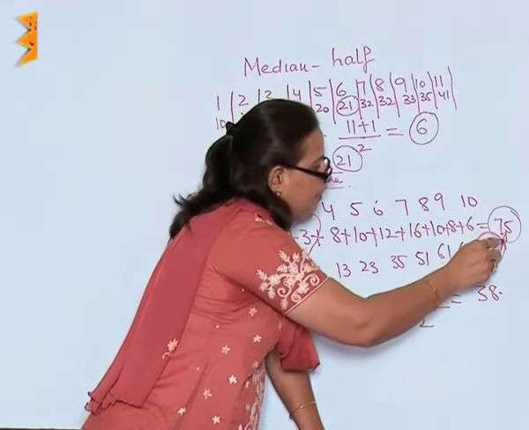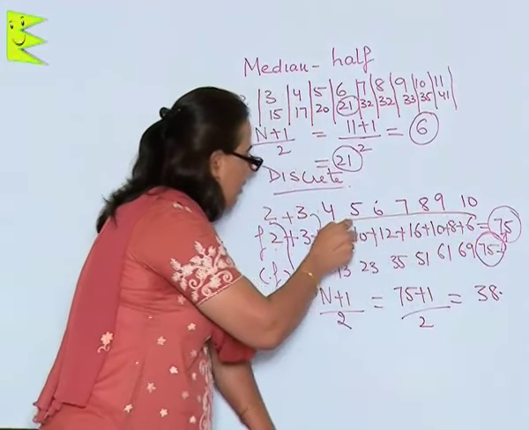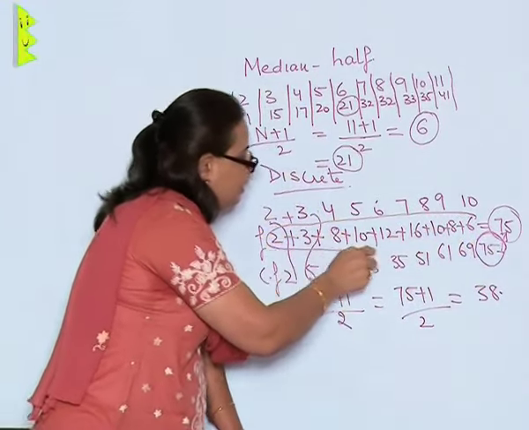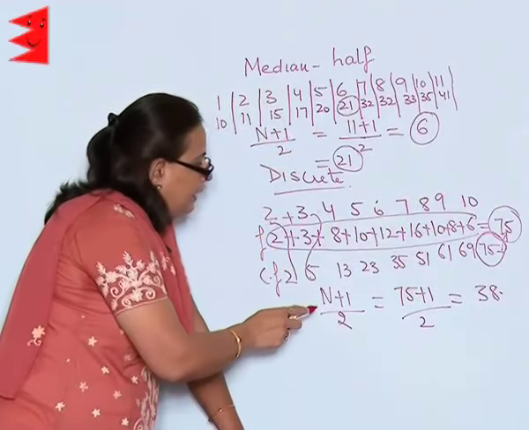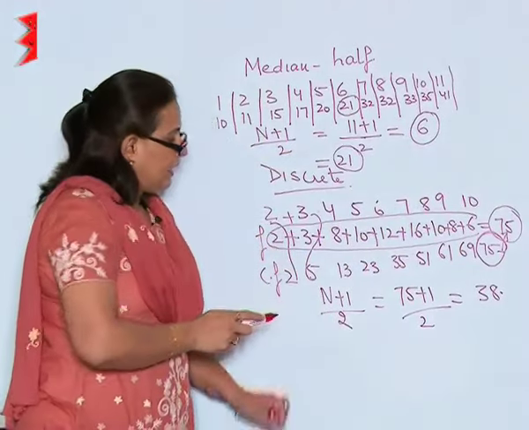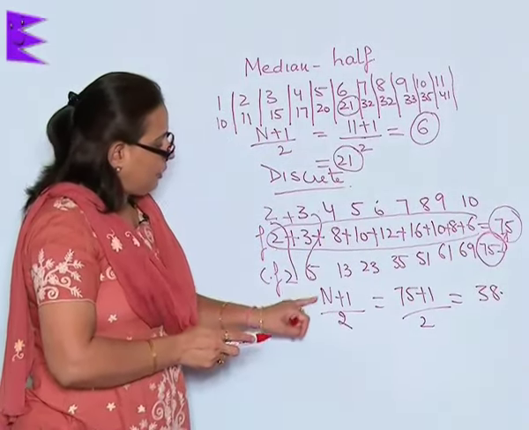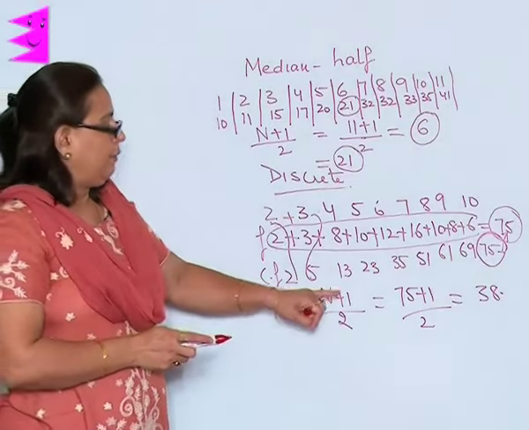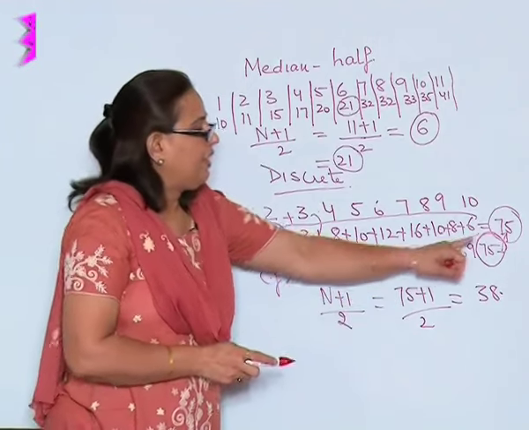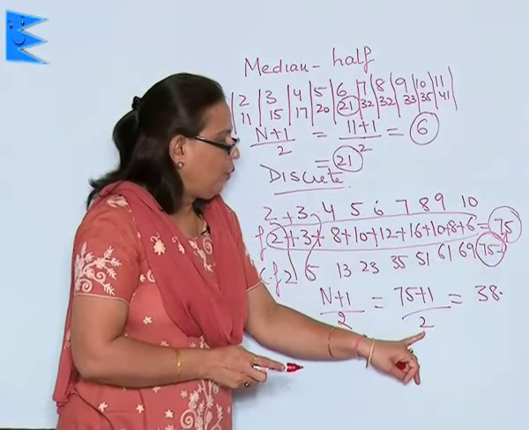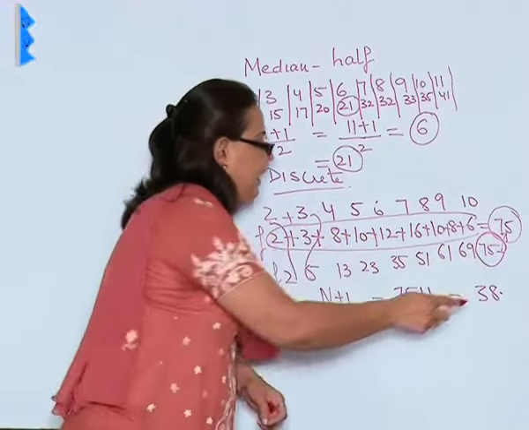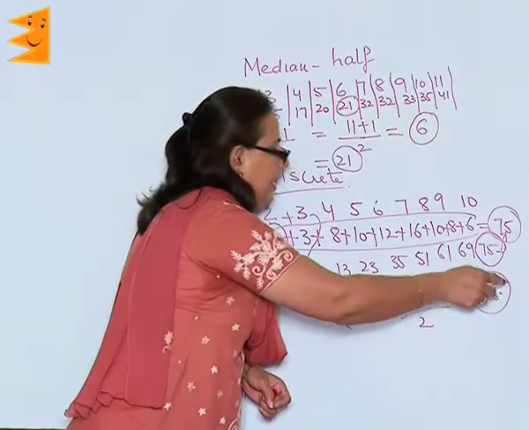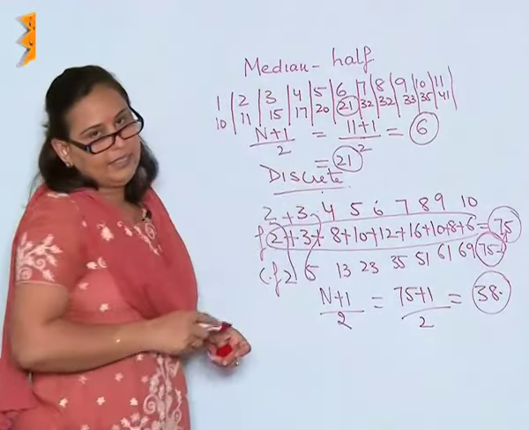Which shall be similar to the frequencies which exist, and the formula remains the same: number of observations plus 1 divided by 2, which is 75 plus 1 upon 2, giving me 38 as the median in the discrete series.